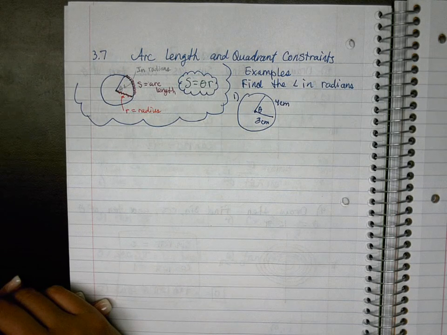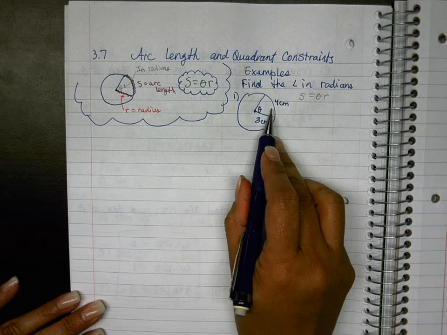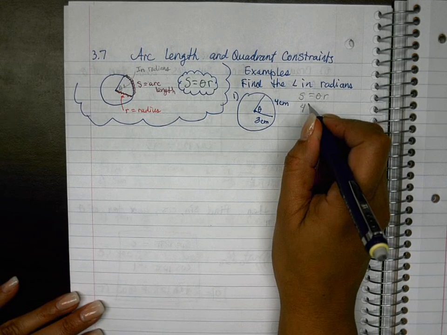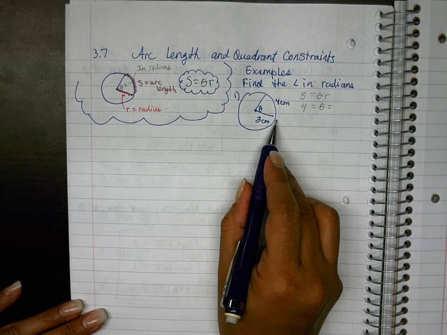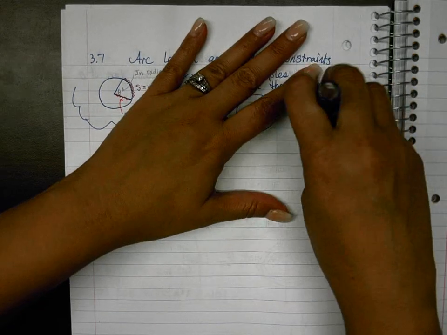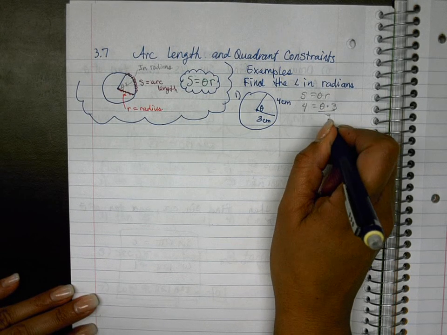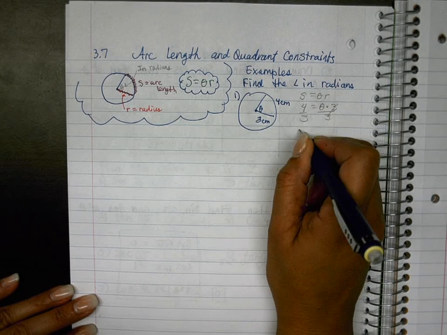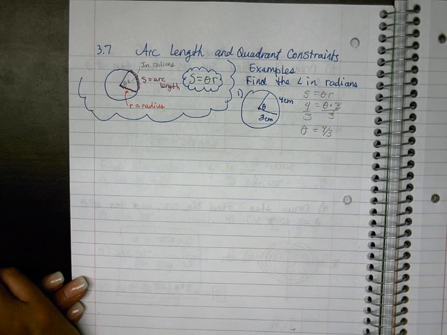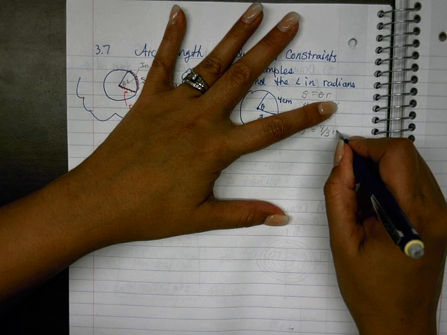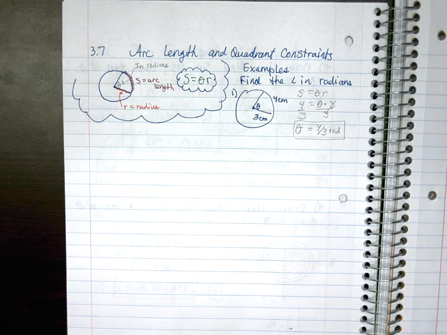All right, all we do is use our SOAR formula. S equals theta r. S is 4, the arc length. Theta we don't know. The radius r is 3. I'm looking for theta, so I divide by 3. Reduce, theta equals 4/3. So 4/3 radians. You don't have to label it radians. I'm going to, just so you know, it's not 4/3 centimeters, that's 4/3 radians.